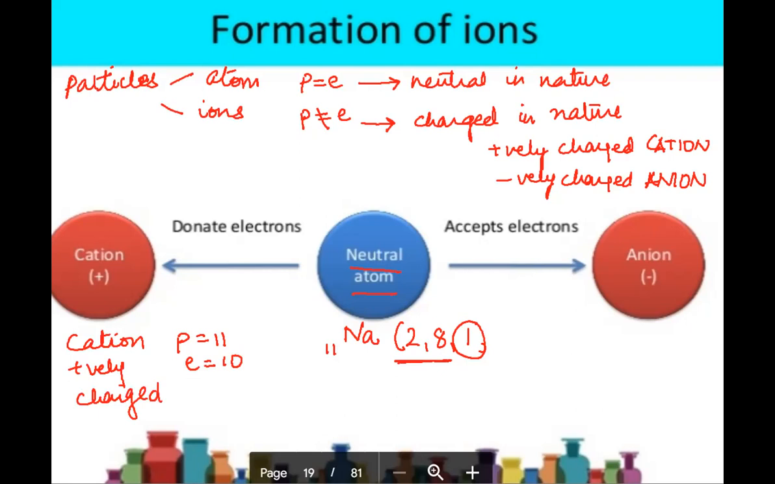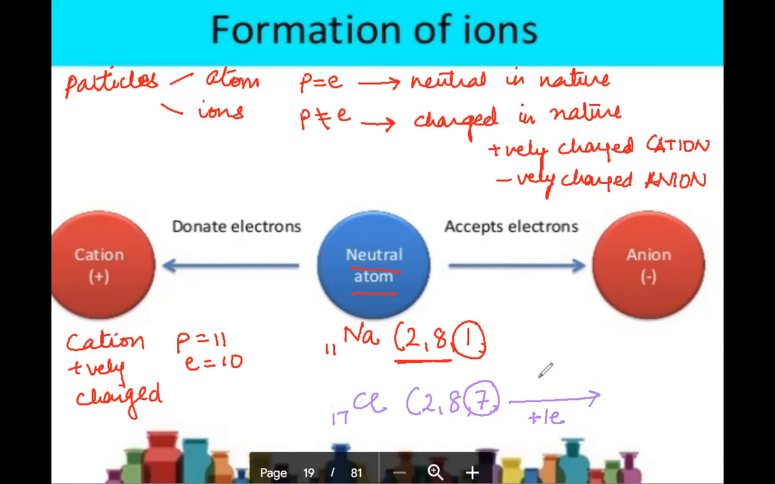Now let's consider another example. Let's take the example of chlorine. Its atomic number is 17. Its configuration is 2, 8, 7. Now, in order to attain the nearest noble gas configuration, its last shell should be completely filled. It should have 8 electrons. It is short of 1 electron. So what will happen? It is going to acquire 1 electron, right?